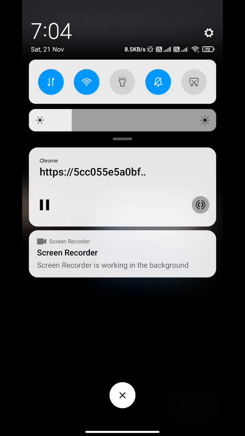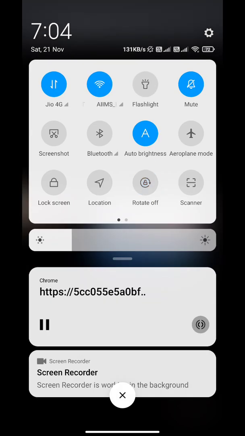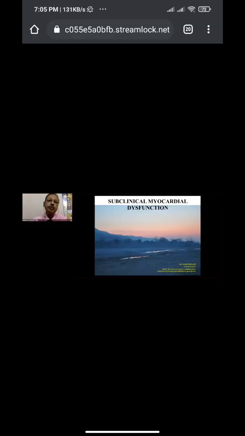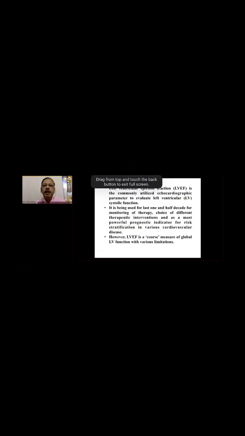Actually why this concept is necessary, where is this concept necessary, and how to do it. These are the three basic areas I am going to highlight. See, first of all, the left ventricular ejection fraction is the commonly utilized echocardiographic parameter to evaluate the left ventricular systolic function that we know. And it has been used for the last 1.5 decades, almost more than that, for monitoring of therapy, choice of different therapeutic intervention, and as the most powerful prognostic indicator for risk stratification in various cardiovascular diseases.